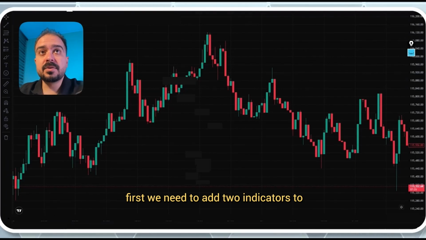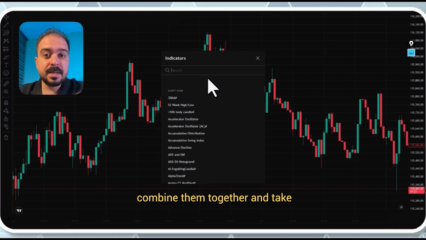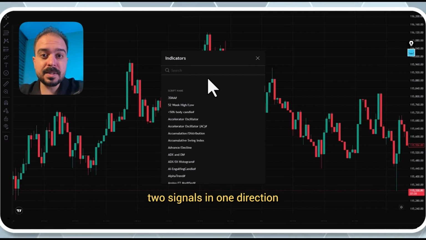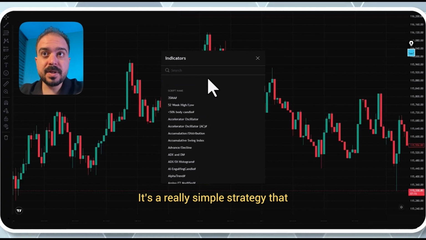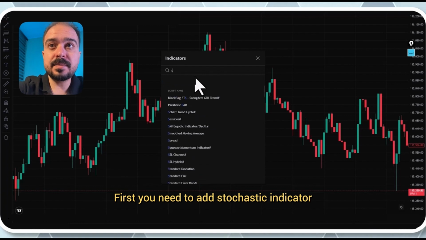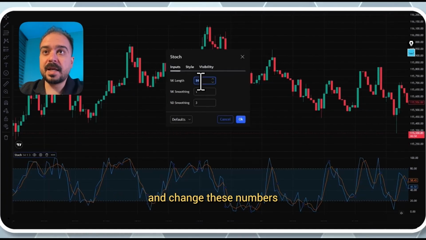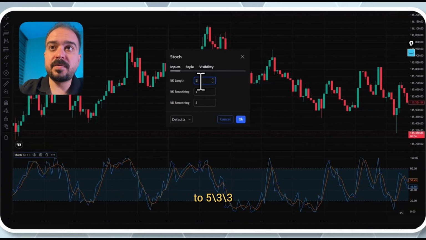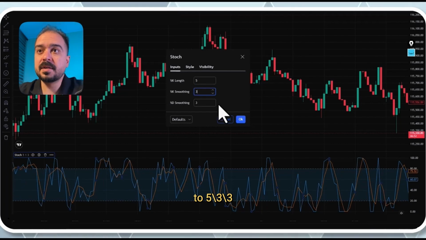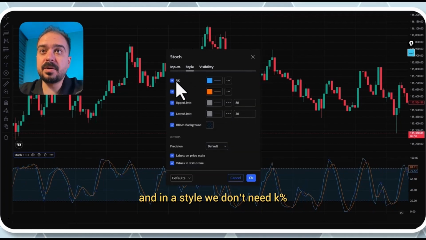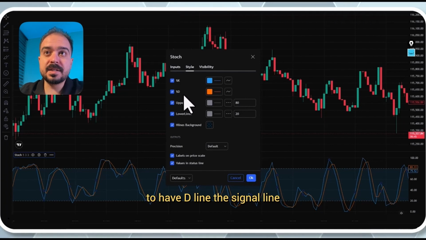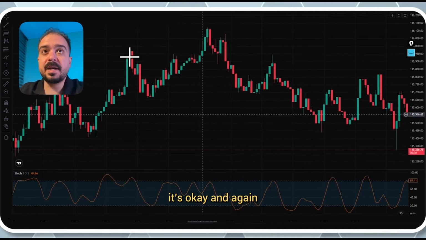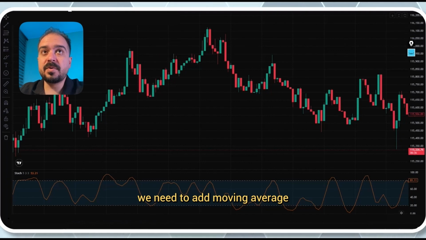First, we need to add two indicators to combine them together and take two signals in one direction and use it for entering the position. It's a really simple strategy that you can use for entering the position. First, you need to add a stochastic and we need to go to settings and change these numbers to 5, 3, 3. And in style, we don't need the K%. We just need to have the D line, the signal line. It's okay.